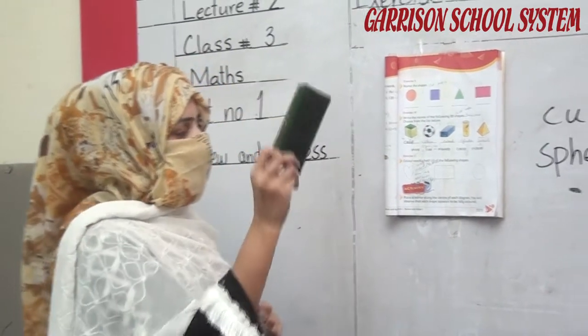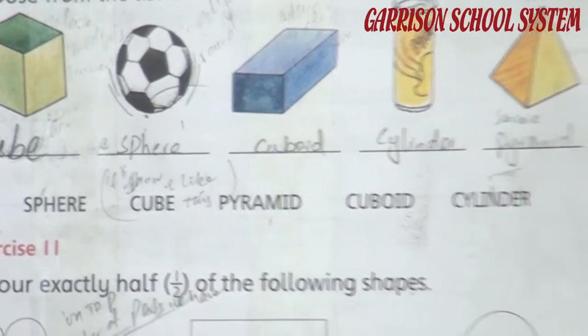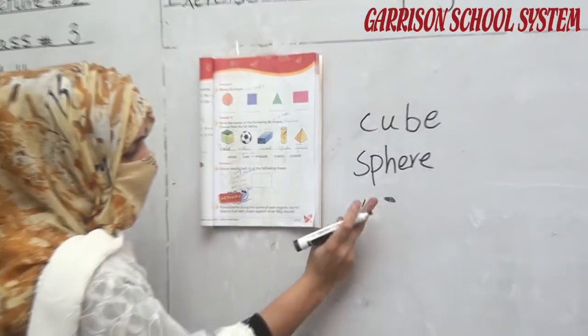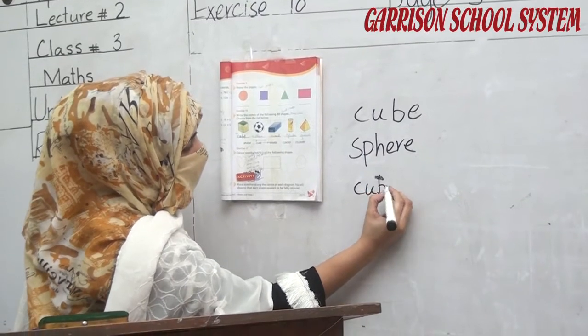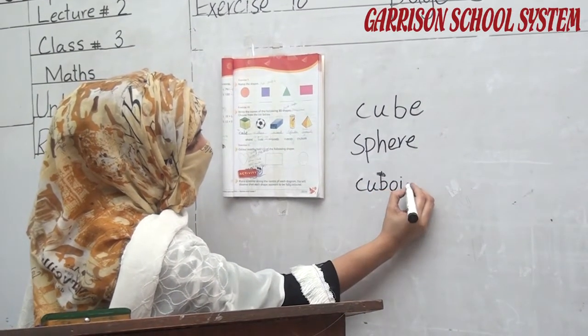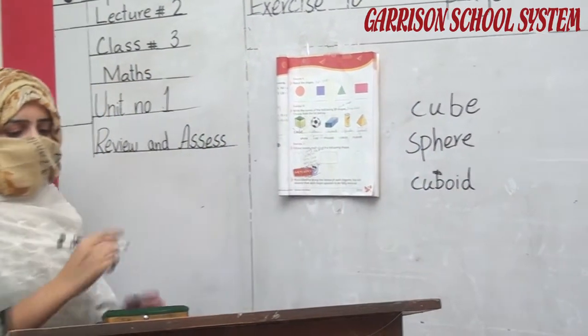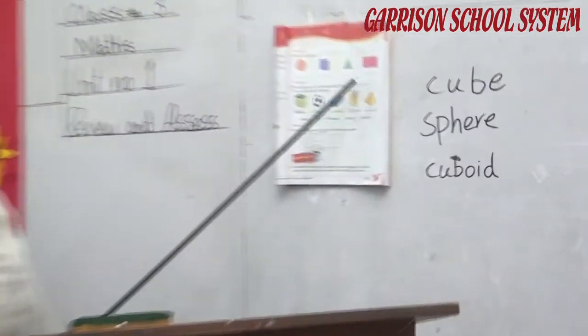This rectangle shape's name is cuboid. C-U-B-O-I-D. This shape's name is cuboid. Now come on to the next shape.